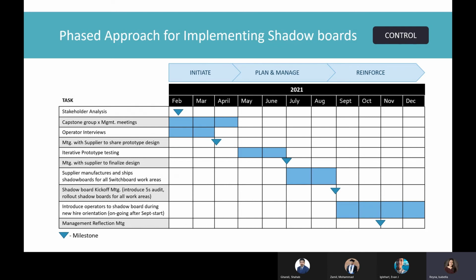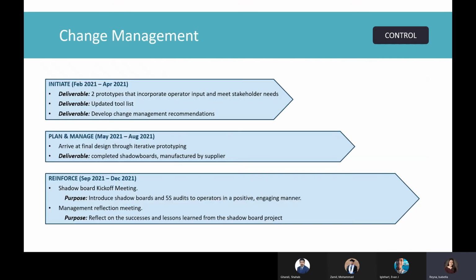To mitigate resistance to change and promote a smoother transition from toolboxes to shadow boards, we recommend following a phased approach for change management with 3 phases: initiate, plan and manage, and reinforce. And we created this timeline to visualize a phased approach, which we'll go into more detail on the next slide.